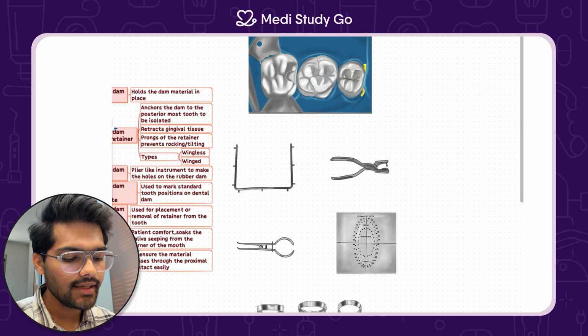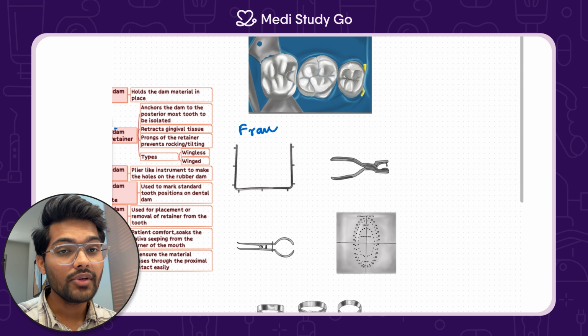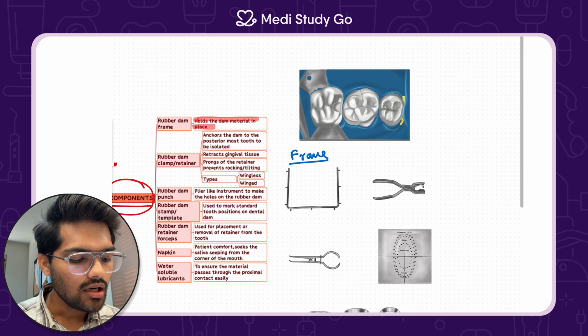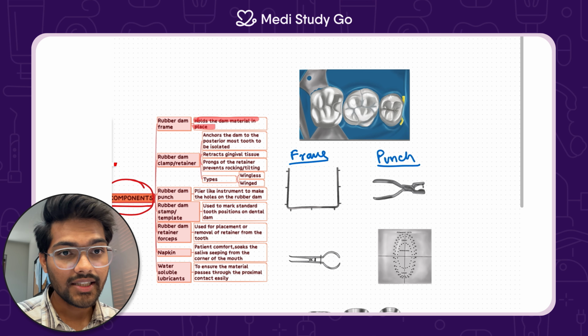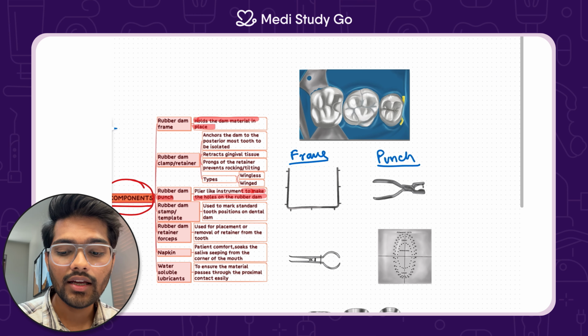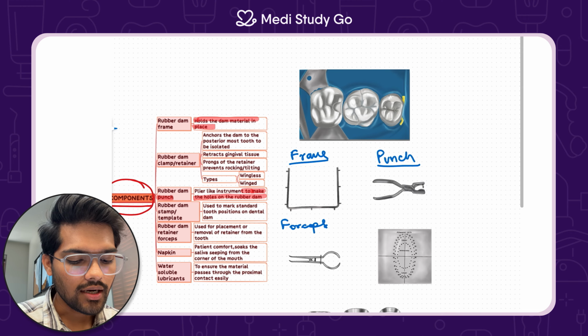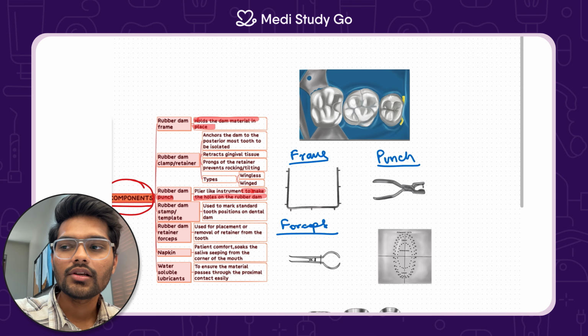So the very first is the frame, which can be a metal frame like this or a fiber or plastic frame like this. Next up, we have a punch, which is basically used to make holes in the rubber dam sheet, and it looks something like this. After that, we have the forceps, or retainer forceps, with which we are going to apply the retainers or clamps on the anchor tooth. So this is what a forceps looks like.